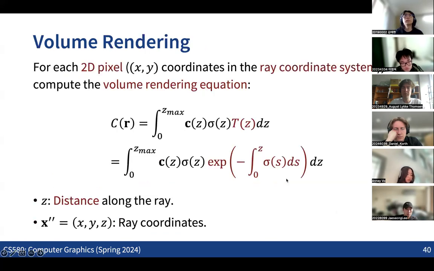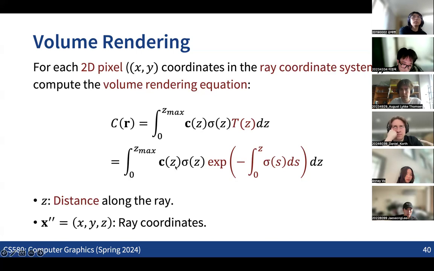Given any 2D pixel, x, y, with the x, y coordinate in the ray coordinate system, now we'd like to compute the volume rendering equation. This is exactly the same equation that we have seen in NeRF, right? We have the color information, opacity, and the transparency. The transparency was defined with opacity like this. Instead of having the time, we are now going to have the distance, some t here.